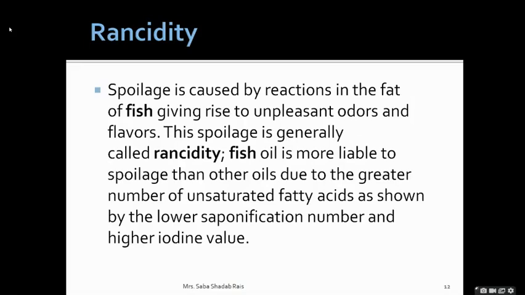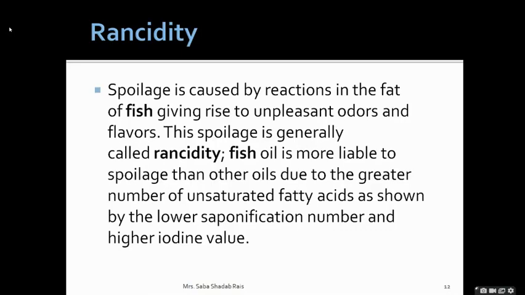Now, where is the fat present? We know that fish comprise lots of oil in the body, cod liver oil and all we might have heard. So whatever reaction occurs in the fat, it gives an unpleasant odor and flavor. Now, fish oil is more liable to spoilage than other oils. Why? Because many unsaturated fatty acids are present, with a low saponification number and higher iodine value. Now, this oxidation of fat in fish like sardine, mackerel, tuna, katla, etc. is a good example of chemical spoilage.